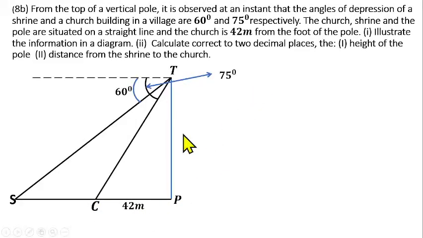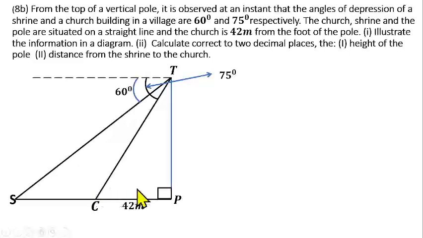So then what can we do? We have to illustrate it on a diagram, which is what we have done. Then we have to calculate, to 2 decimal places, the height of the pole, which means we are looking for side TP here. But before we can do that, we don't have any angle inside the triangle. Although we know this one is going to be a right angle, because the pole is going to be perpendicular to the ground. So there's going to be a right angle here.